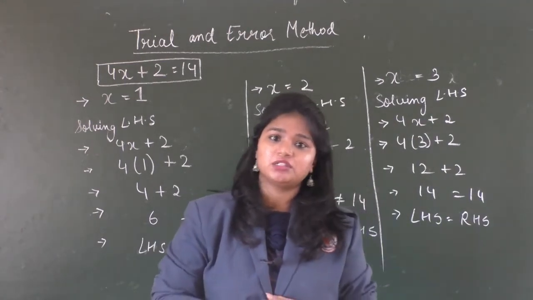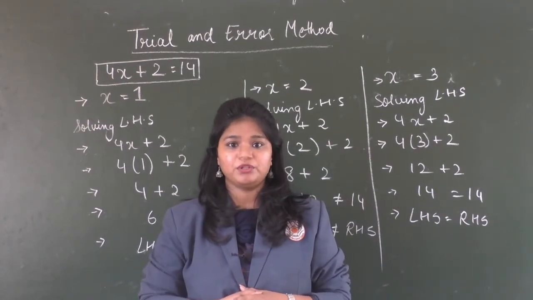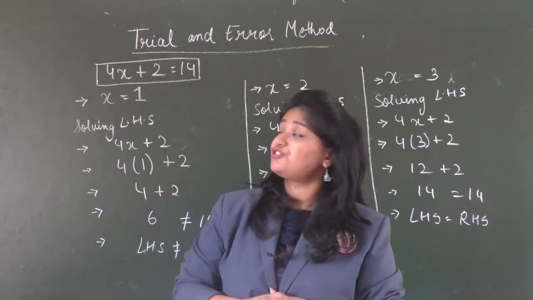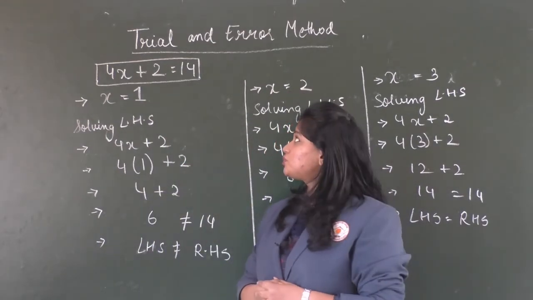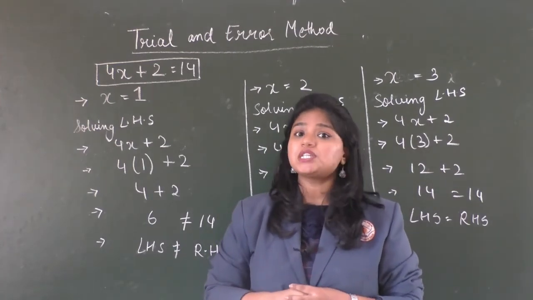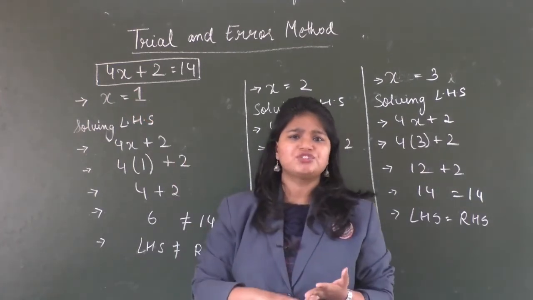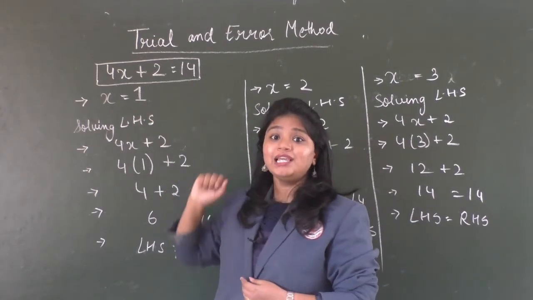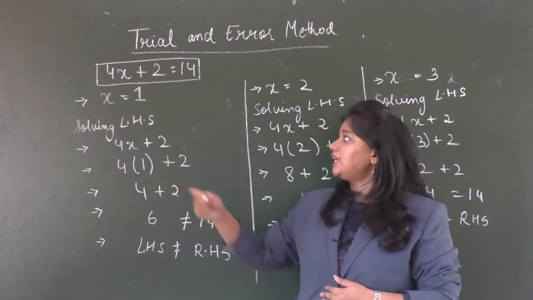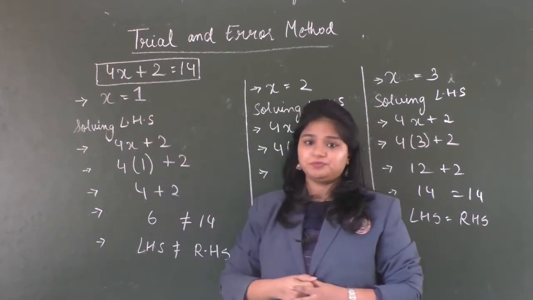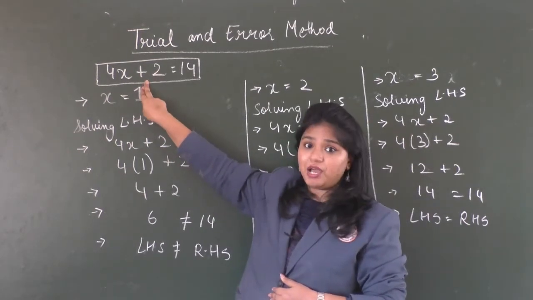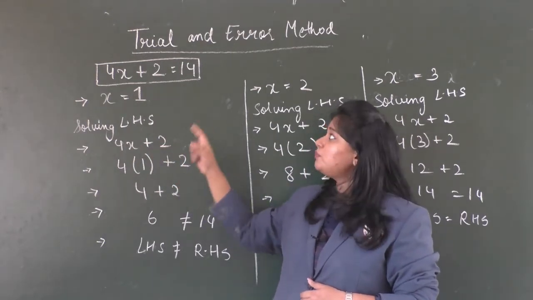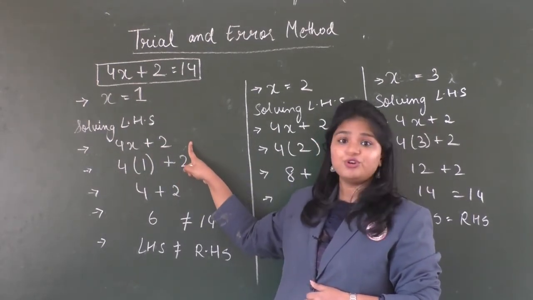Under trial and error method, we substitute the value of the variable until and unless we get LHS equal to the RHS. So here we have an equation 4x plus 2 equals to 14. So we will substitute the value of x as 1, 2 and so on until and unless the LHS becomes equal to 14, that is the RHS. So let's start by taking the value of x as 1. So since we are solving the LHS part, we will write it as solving LHS. So that is 4x plus 2. You won't mention the RHS part, that is equals to 14.